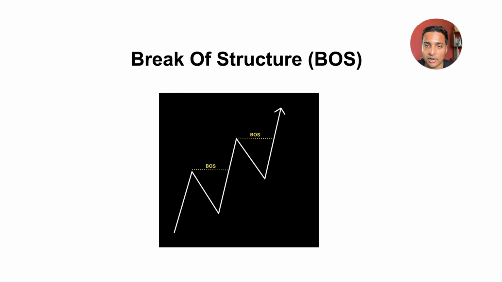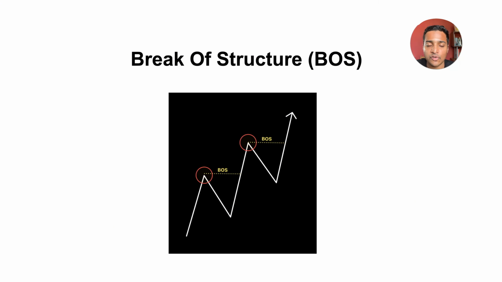Now that you've learned about market structure, you're finally ready to learn break of structure and change of character. A break of structure is a continuation in which price forms higher highs and higher lows, or lower highs and lower lows. And in this example, price pushes up, taking out the prior high, causing a break in structure. We formed a higher high, which took out the prior higher high, causing a continuation of the existing uptrend.